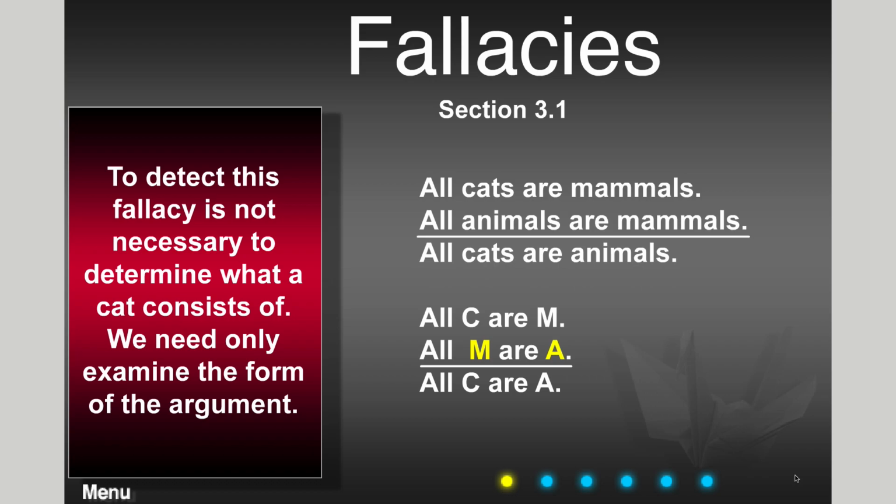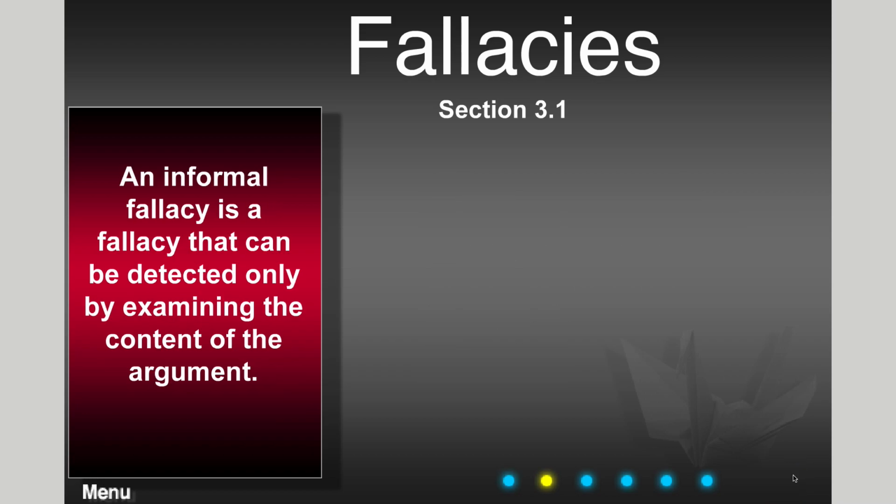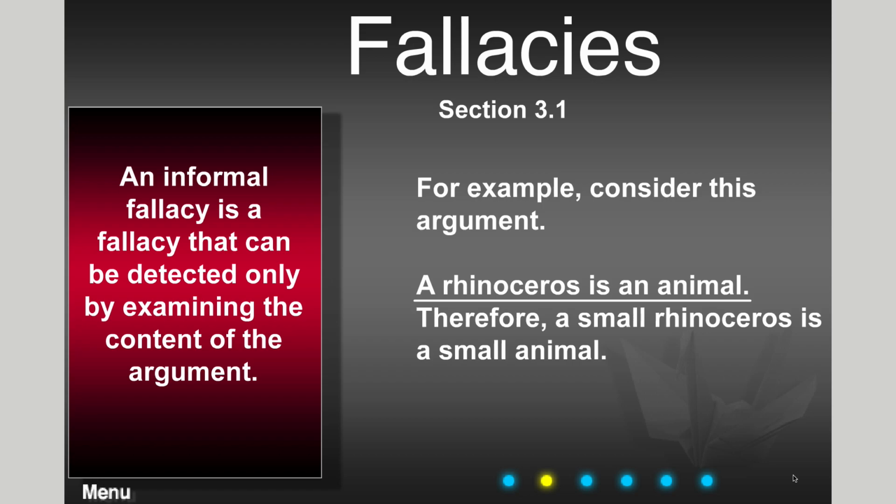To detect this fallacy, it is not necessary to determine what a cat consists of. We only need to examine the form of the argument. Again, another way to say this, we're checking to see if the argument form is valid or invalid. An informal fallacy is harder to describe. It's a fallacy that can be detected only by examining the content of the argument.